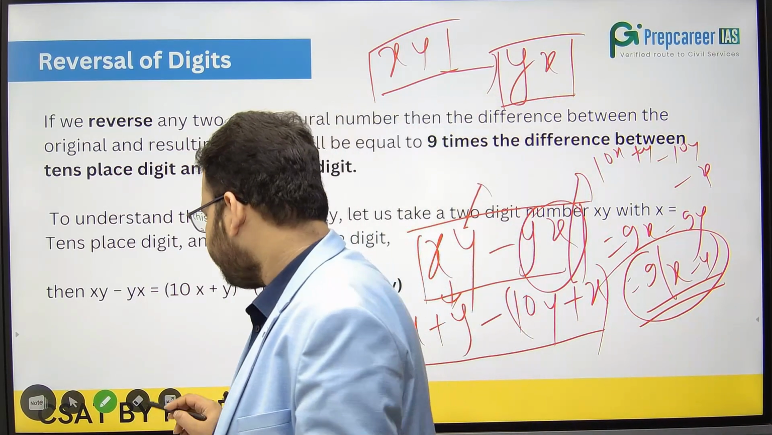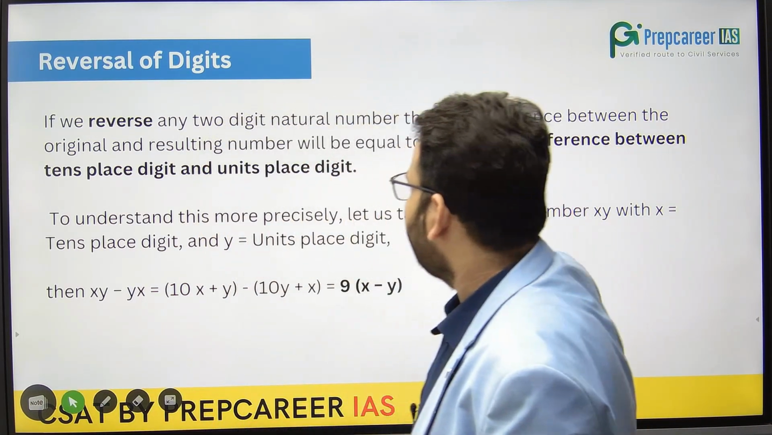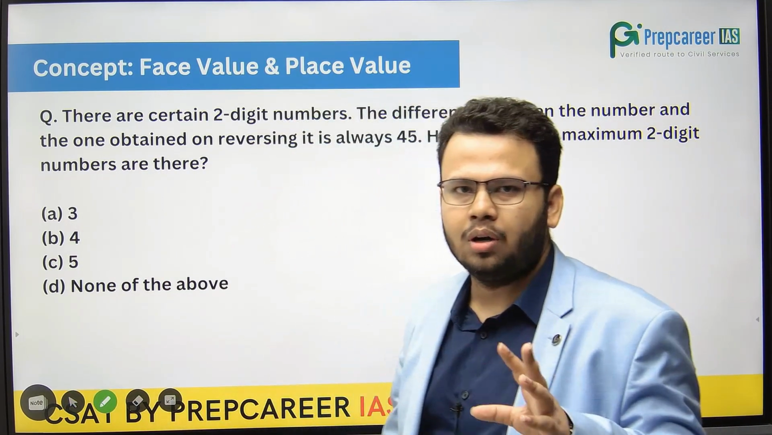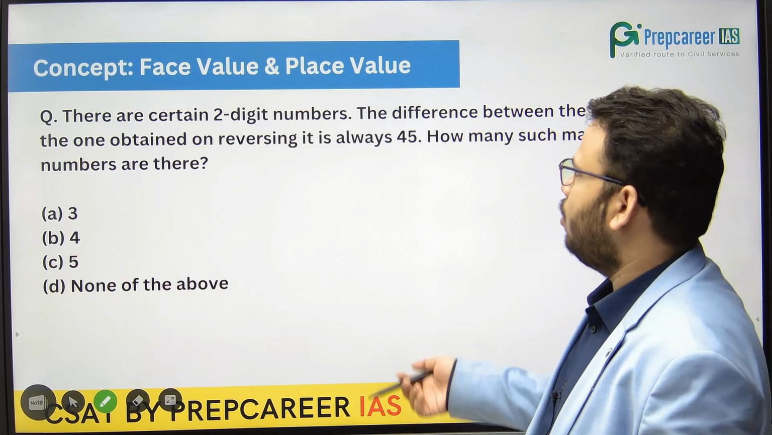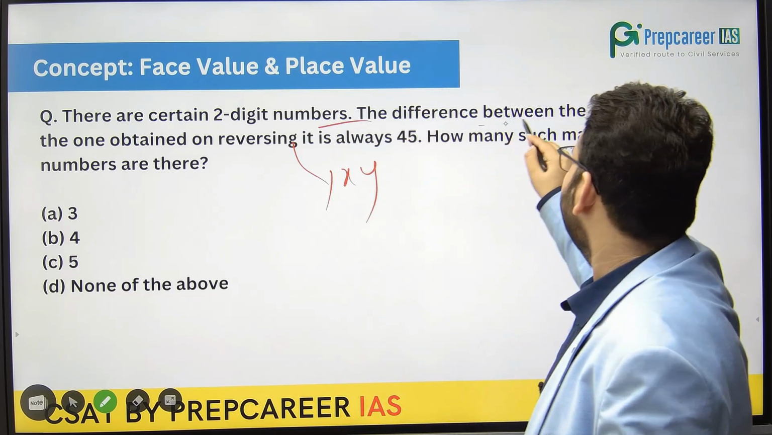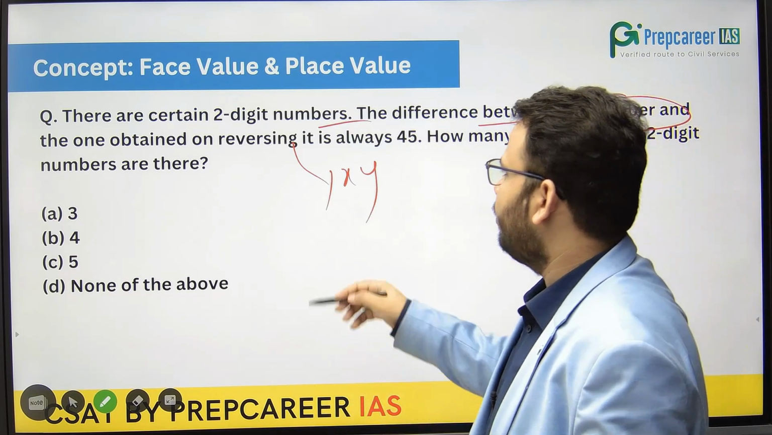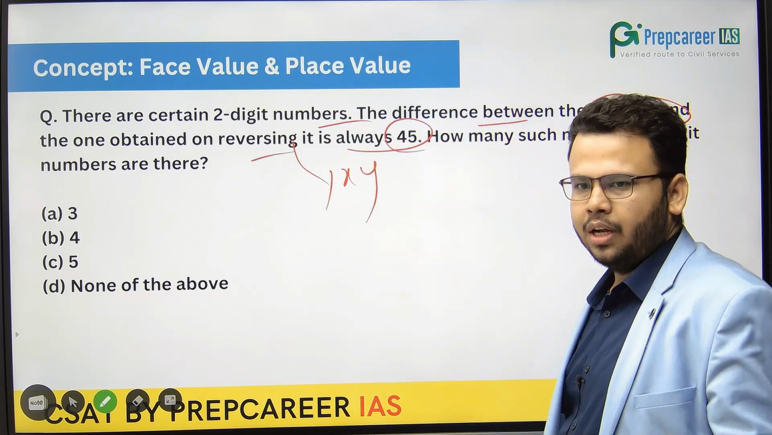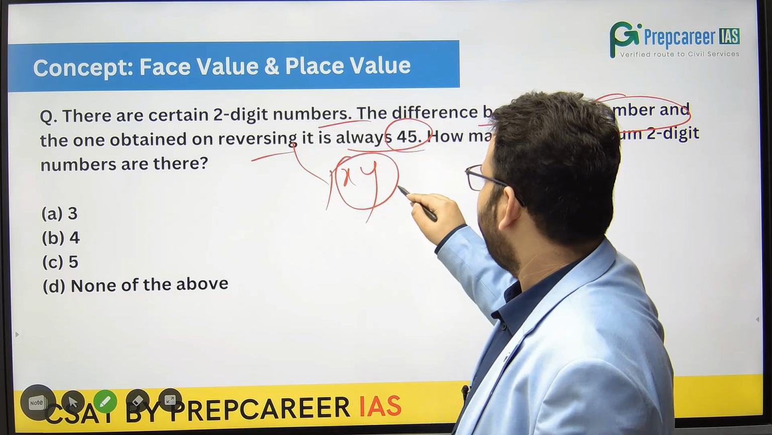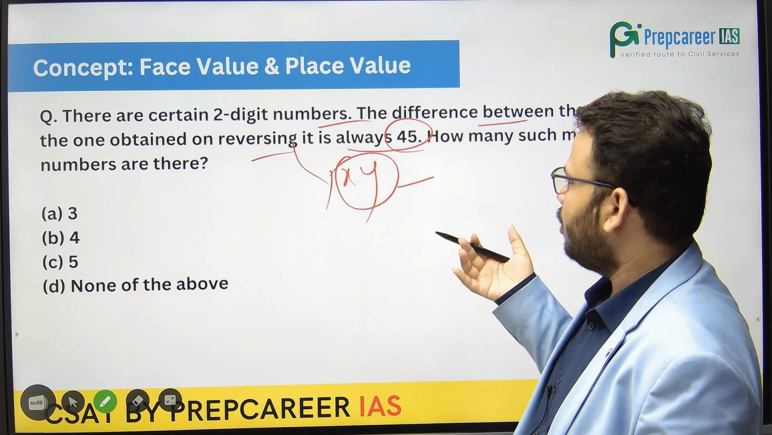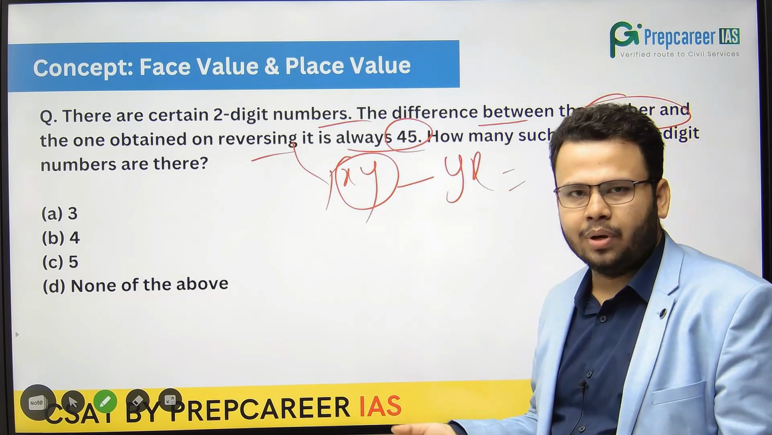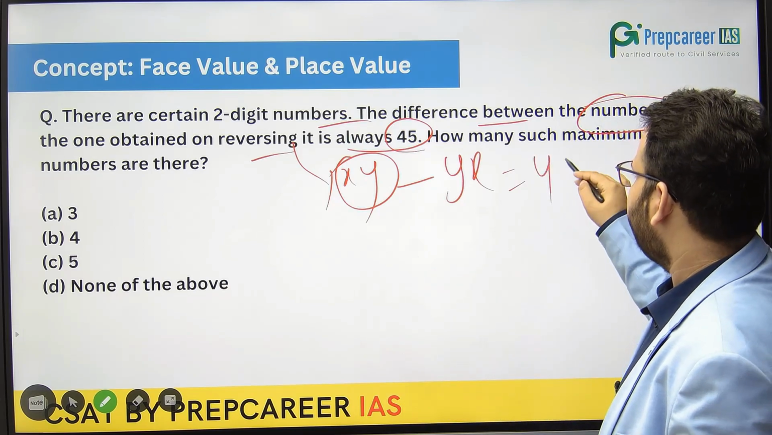Let us take one example, one question, to understand how this works, like how you can apply this concept to solve questions. A certain 2-digit number is given to you. Let us take this number as xy. The difference between the number and the number obtained by reversing it is always 45. Now in the question it has been told that when the number xy is reversed, when the positions of digits are changed, then the difference of the original number and the number we got is always 45.